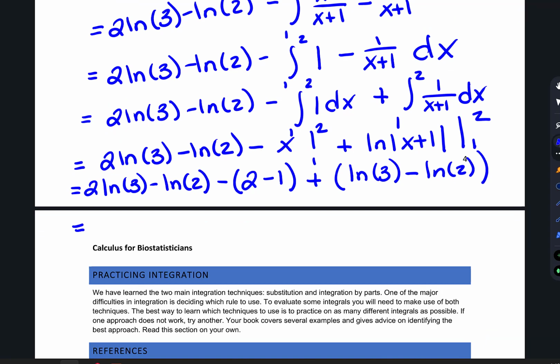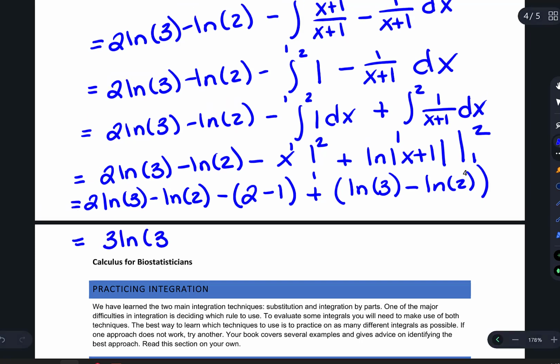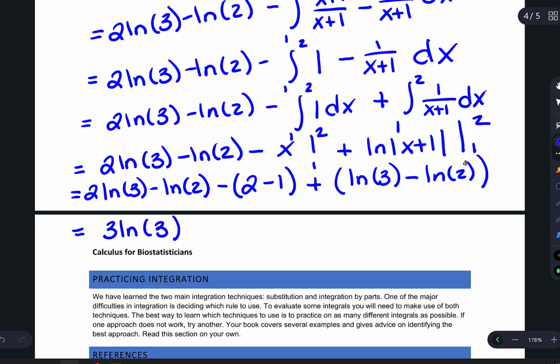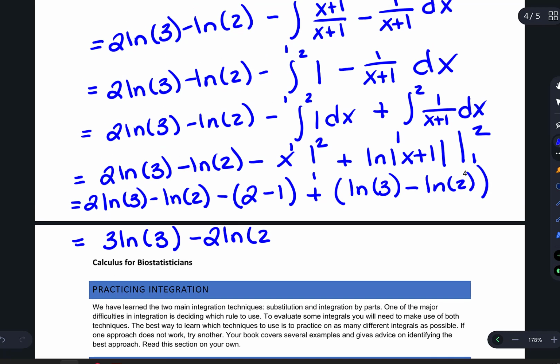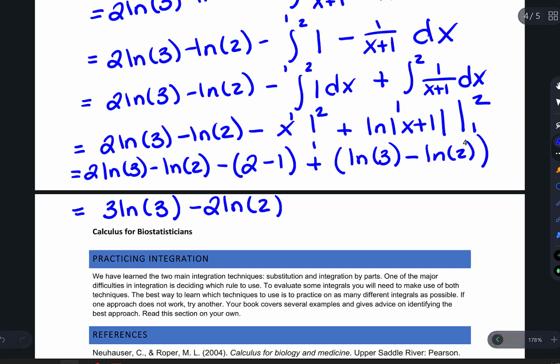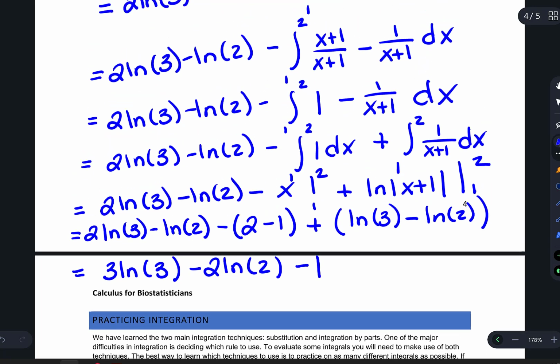So notice I've got 2 times the natural log of 3, and then I've got a natural log of 3 down here. So I'm going to have 3 times the natural log of 3. For the natural log of 2, I've got minus the natural log of 2, and a second minus the natural log of 2, so that's minus 2 natural log of 2. And then finally, I've got minus 2 plus 1, and we have minus 1. And so that is our final answer.